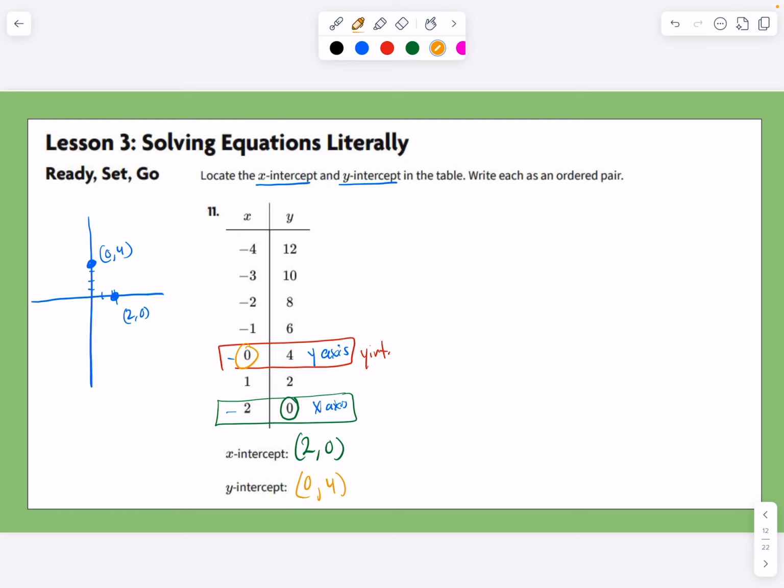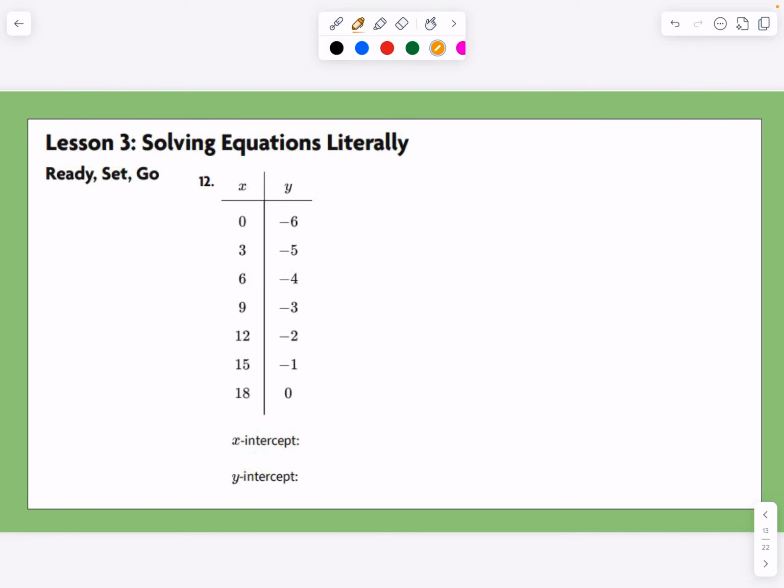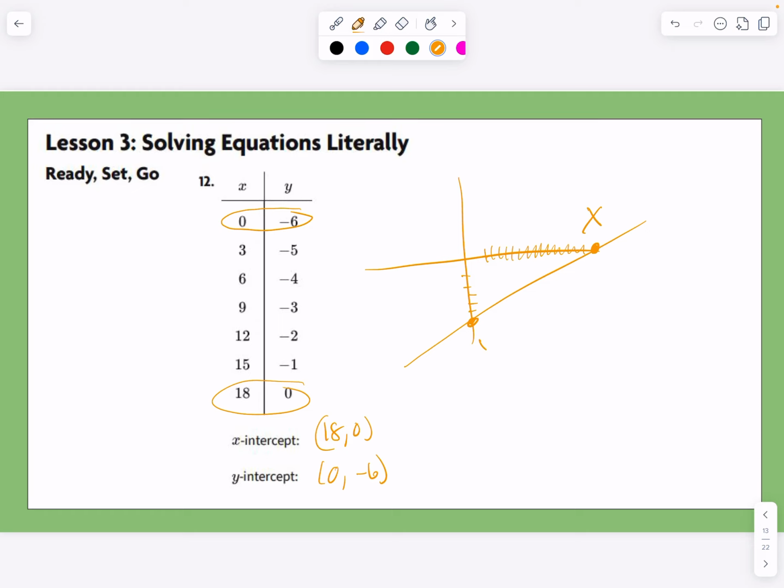You don't have to graph it or anything. I mean, you certainly could, but you don't have to graph it. They just want you to look at the table and figure out where your x-intercept and your y-intercept are. All right, the next one, we have our x is 0, our y is 0, right? So if you were to graph that, when x is 0, y is at -6, somewhere down here, 3, 4, 5, 6. And when x is at 18, right, it's over here. So your x-intercept, in this case, is going to be at 18, 0. And your y-intercept is at 0, -6, right there.